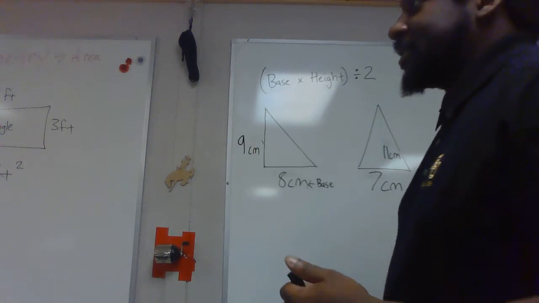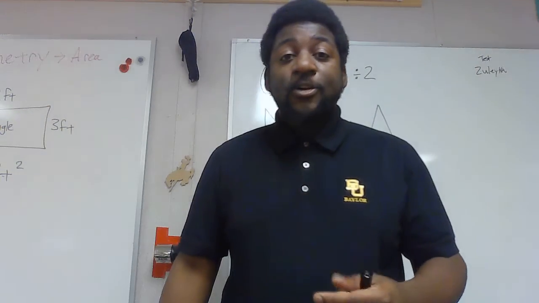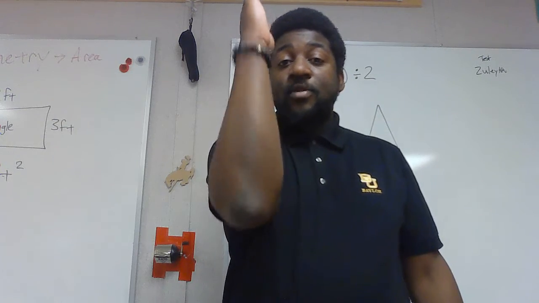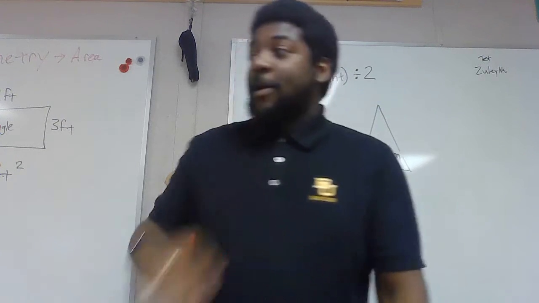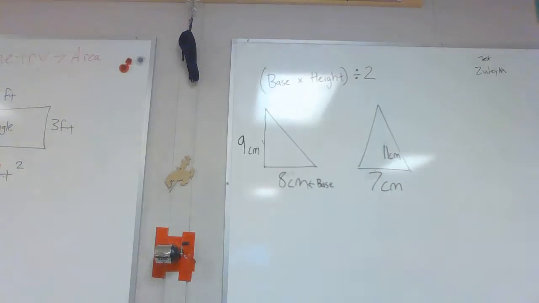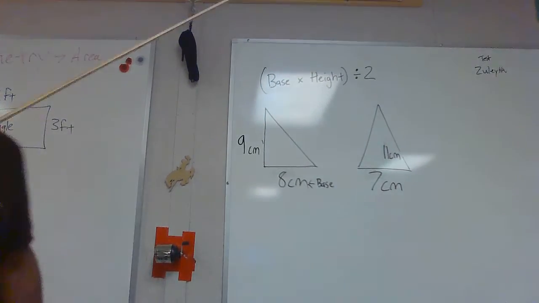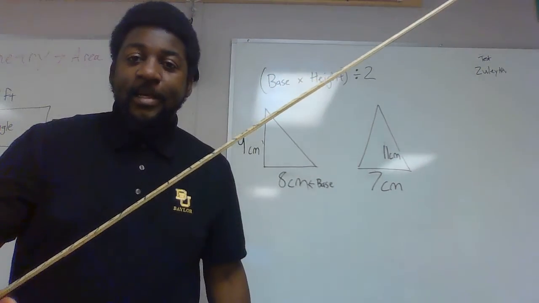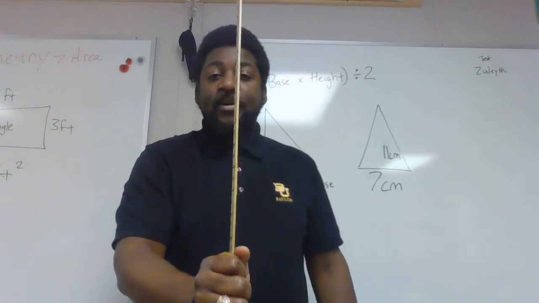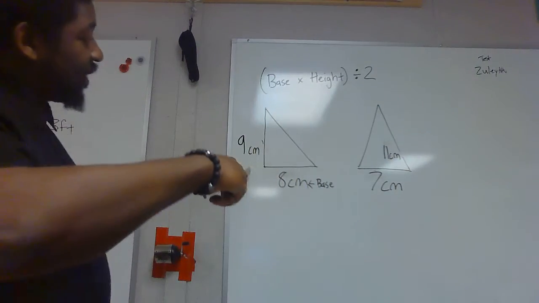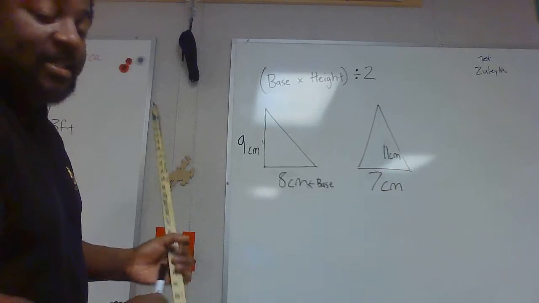Well, height, just like if you've gone to the hospital, you go to the doctor and they measure your height. Your height is measured straight up and down. So hopefully you don't go to the hospital and your doctor measures your height diagonally like this. Height has to be measured straight up and down. So for this first triangle, the height has to be that 9 centimeters there.